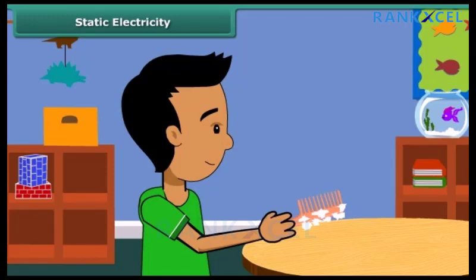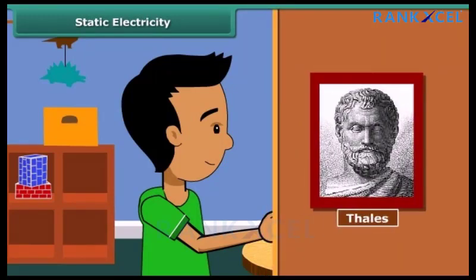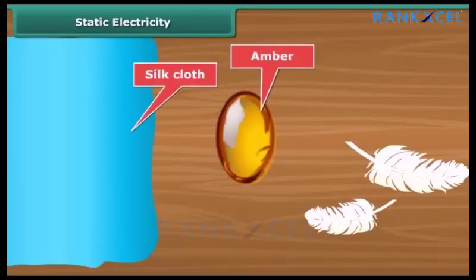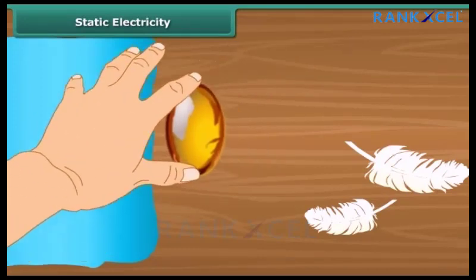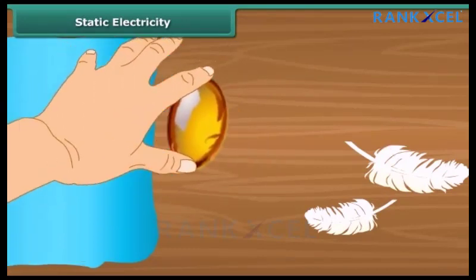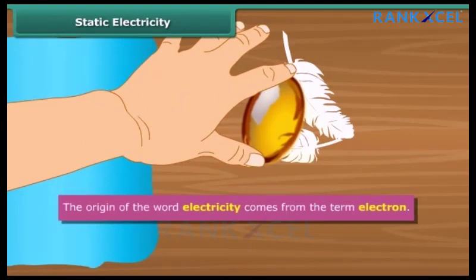This was first noticed by a Greek man named Thales over 2,500 years ago. Thales found that amber attracted tiny feathers after it was rubbed with silk cloth. This was due to static electricity. The word electricity comes from the term electron.